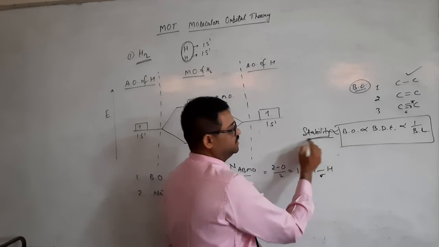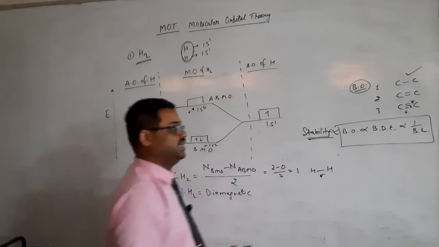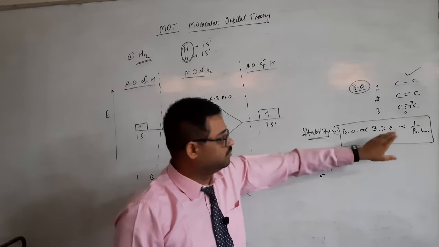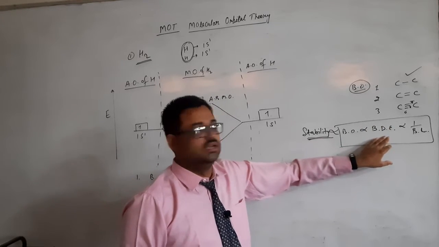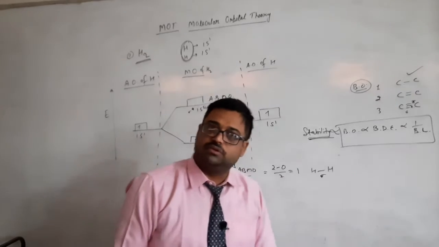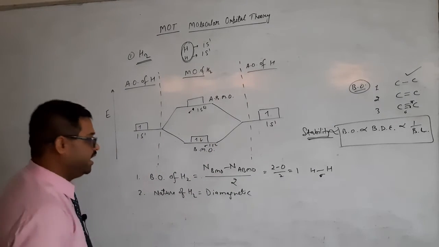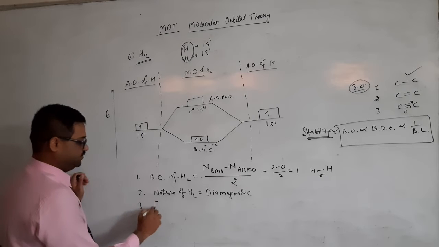Clear? I am including this thing also with this. Stability is directly proportional to bond order. Bond order is directly proportional to bond dissociation energy, and inversely proportional to bond length. Clear? So we can see this, and now we can write the electronic configuration also.